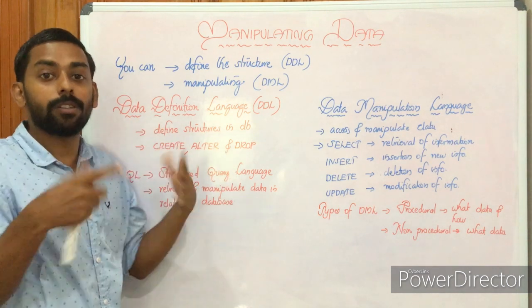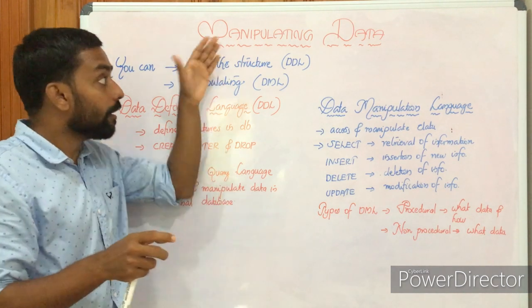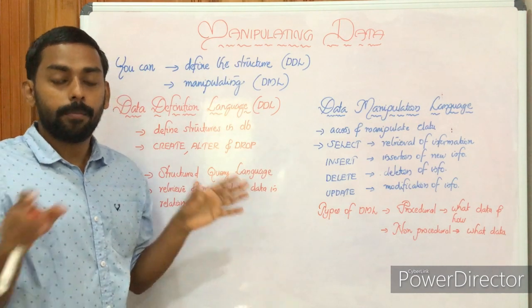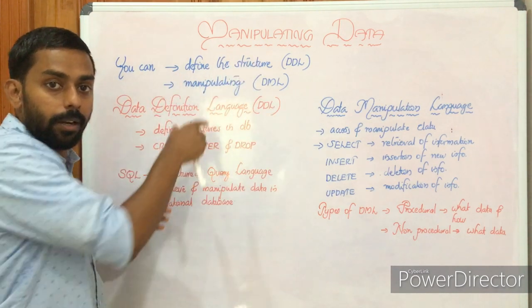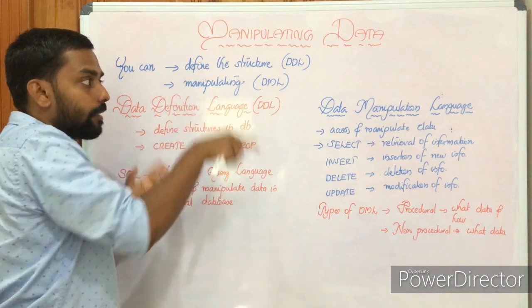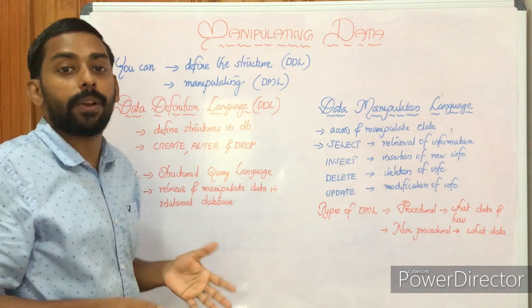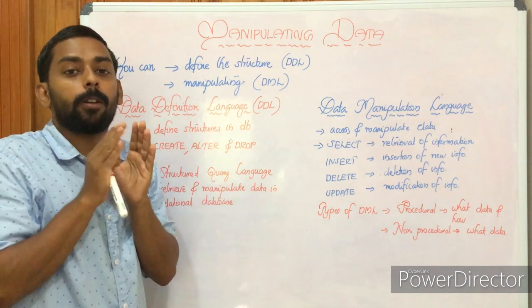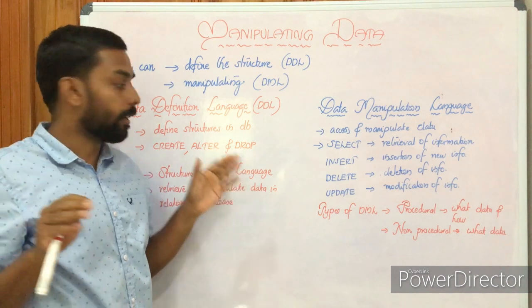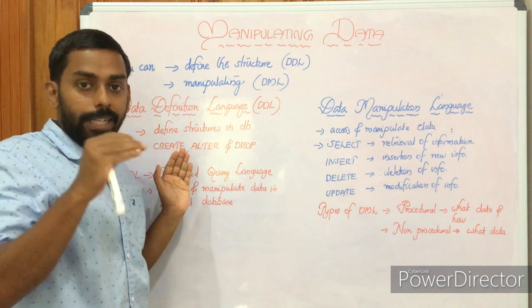Then drop. What is dropping? Removing, just destroying this board. Both this data, what I have written on the board, as well as the structure will be removed from the database, will no longer be there in the database. That is what DDL commands are.